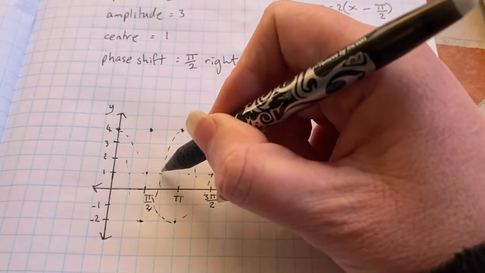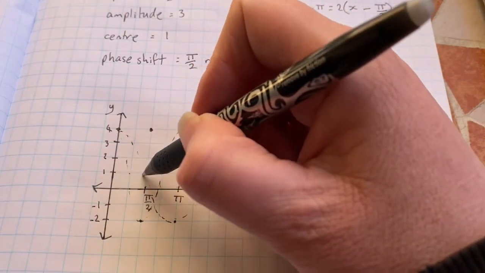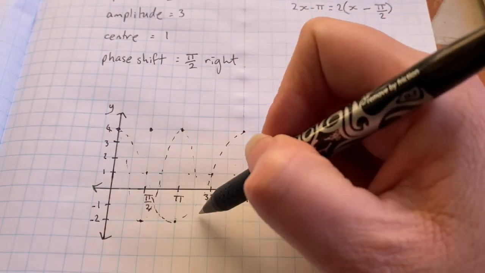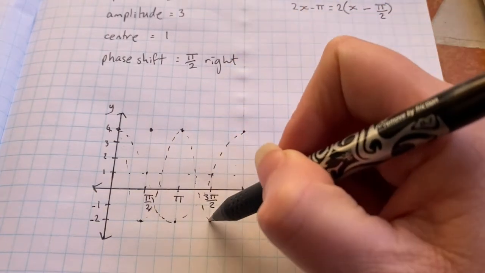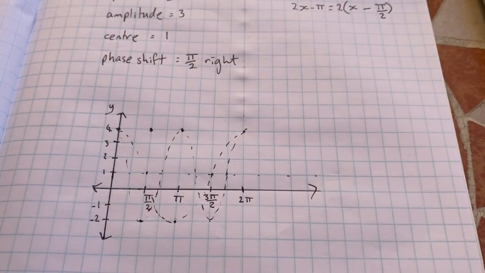So you can see it's almost like a gradient really. It goes across 1, down 3, across 1, down 3, across 1, up 3, across 1, up 3, so to here, back to there, and back to there. So that's still just lightly with pencil.